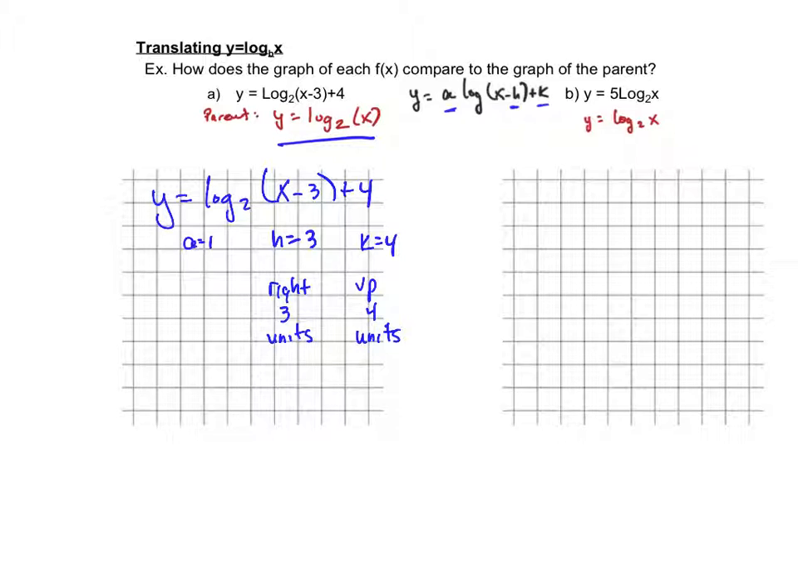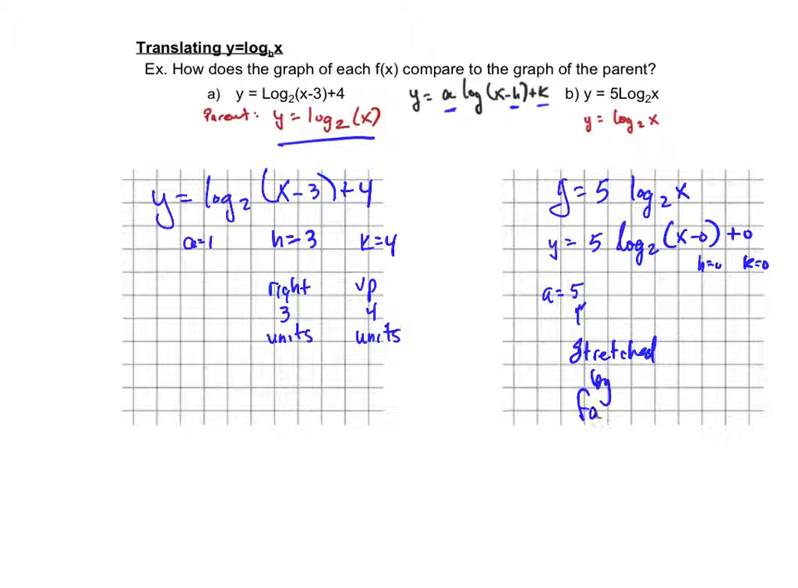And then, of course, this other function over here, we have y equals 5 log base 2 of x. So a is going to be equal to 5. And then we have log base 2 of x minus 0 plus 0. So it hasn't been shifted right, left, up or down because h is equal to 0 and k is equal to 0. So we just know that it has been stretched, that's the word I was trying to come up with, by a factor of, hopefully you know it, 5. And there you go. That's how my graphs have occurred.